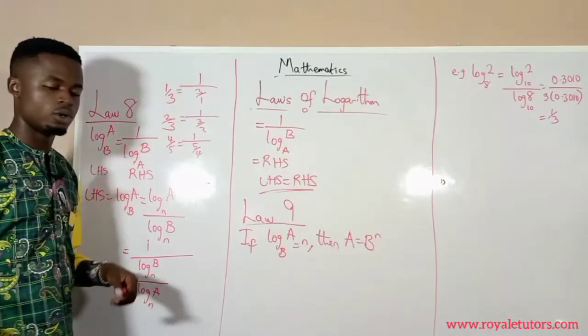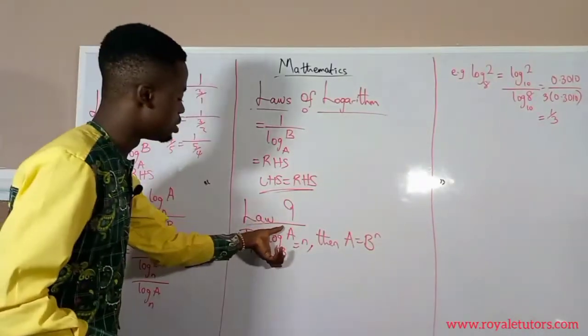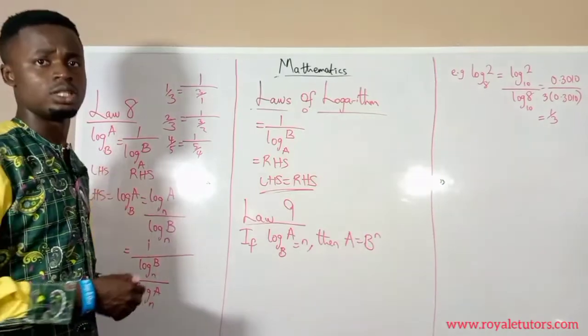It's just like kicking a ball. Logarithm can kick B to go and carry n. So you have log A base B equals to n. If you have this, then you can say that your A is equal to B raised to power n.